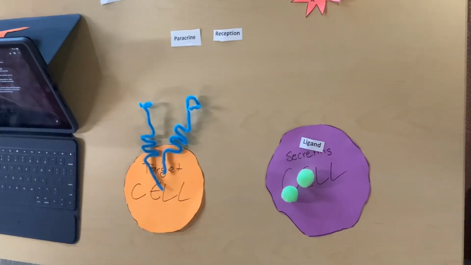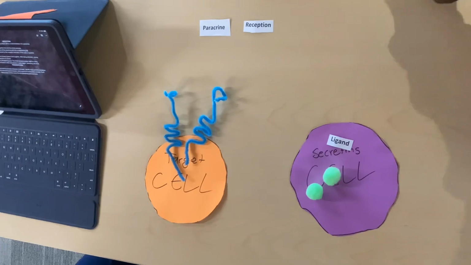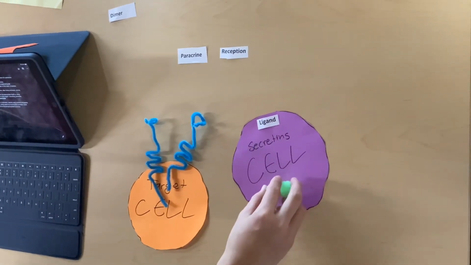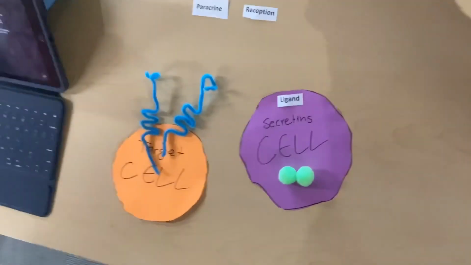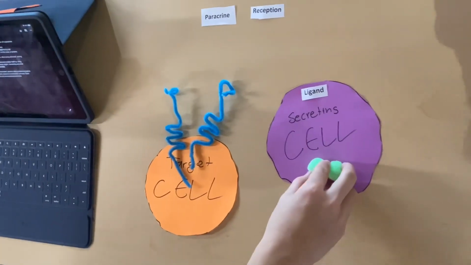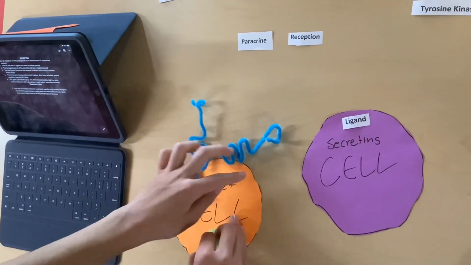Okay, our cell signaling animation project will be a demonstration of a paracrine regulator. First, we start with two ligands in the secreting cell. These ligands act as the molecules that send signals to another molecule. The ligands will come out of the secreting cell into a neighboring cell, which we call the target cell.